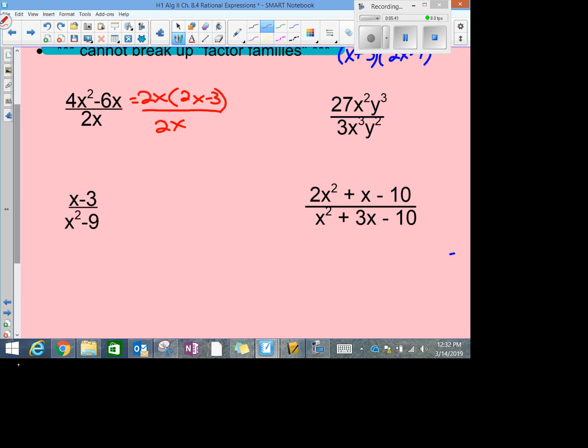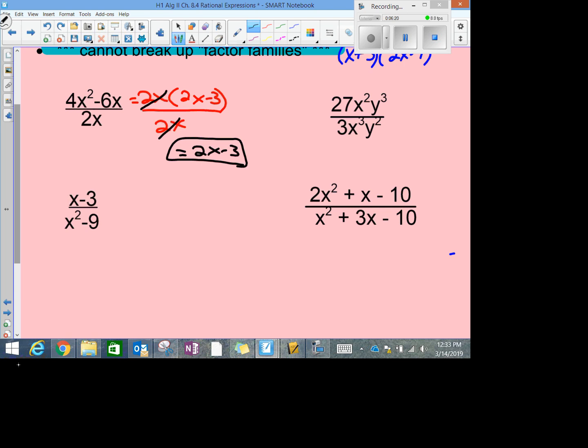But now we have 2x on the top. This 2x is not part of the family because this one is not being added or subtracted. It's actually what I call single. And we have a 2x down here. So now those cancel, and we're left with just 2x minus 3. Well, because this 2x is part of this family, okay? So the only way this 2x could be canceled is if the entire 2x minus 3 is.